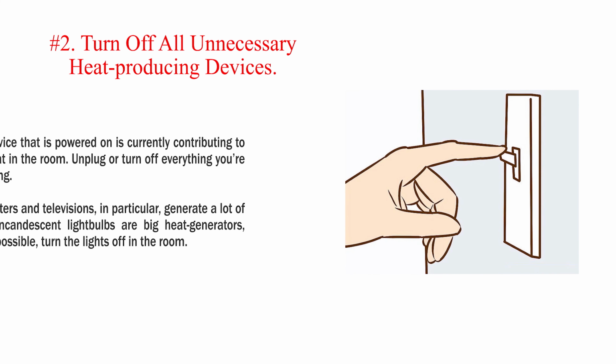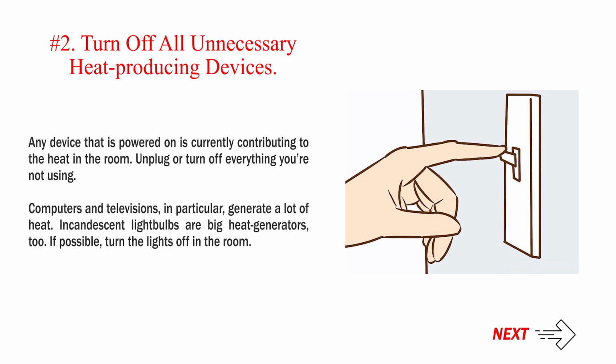Number 2. Turn off all unnecessary heat-producing devices. Turn off all unnecessary heat-producing devices, appliances, and lights. Any device that is powered on is currently contributing to the heat in the room. Unplug or turn off everything you're not using. Computers and televisions, in particular, generate a lot of heat. Incandescent light bulbs are big heat generators, too.